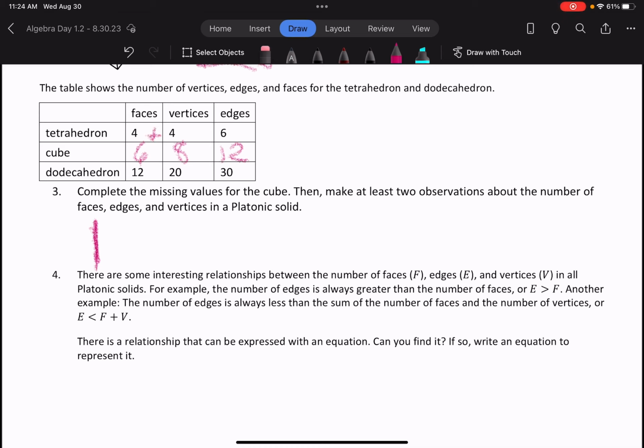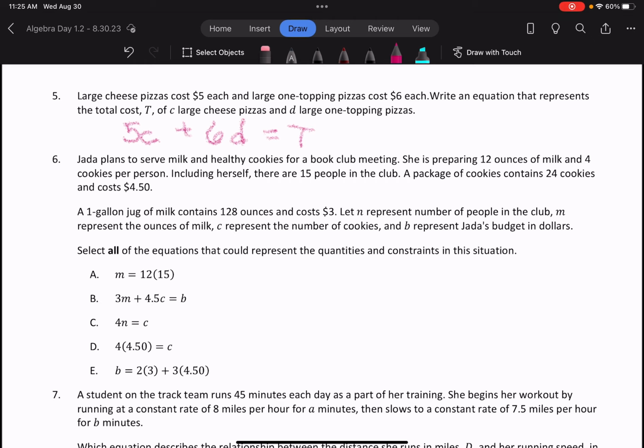Number 6, Jada plans to serve milk and healthy cookies for a book club meeting. She is preparing 12 ounces of milk and 4 cookies per person. Including herself, there are 15 people in the club. A package of cookies contains 24 cookies and costs $4.50. A 1 gallon jug of milk contains 120 ounces and costs $3.